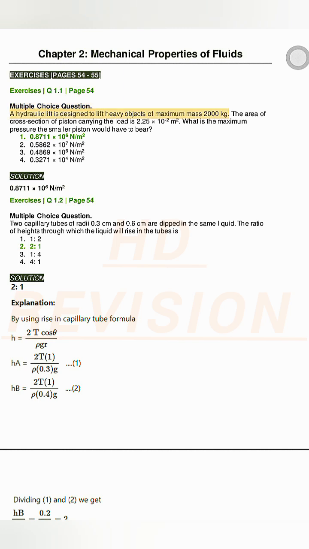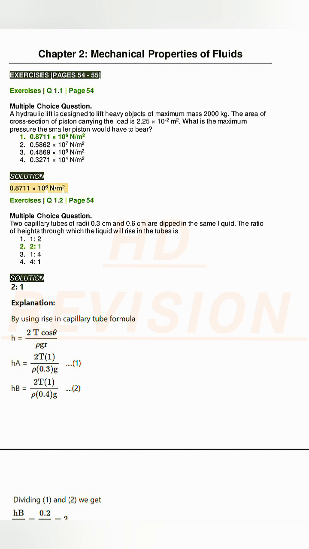A hydraulic lift is designed to lift heavy objects of maximum mass 2,000 kilograms. The area of cross-section of the piston carrying the load is 2.25 times 10 to the power 2 m². What is the maximum pressure the smaller piston would have to bear? 1. 0.8711 times 10^6 N/m². 2. 0.5862 times 10^7 N/m². 3. 0.4869 times 10^5 N/m². 4. 0.3271 times 10^4 N/m².